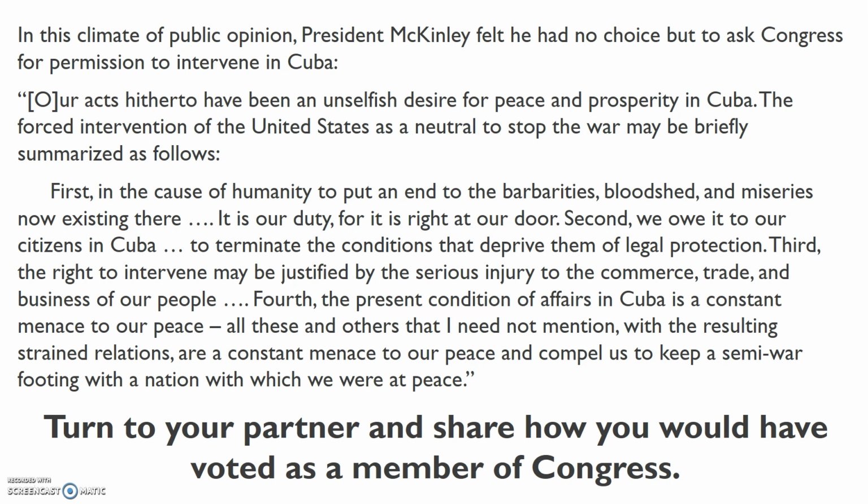Third, the right to intervene may be justified by the serious injury to the commerce, trade, and business of our people. Fourth, the present condition of affairs in Cuba is a constant menace to our peace. All these and others I need not mention, with the resulting strained relations, are a constant menace to our peace and compel us to keep a semi-war footing with a nation with which we were at peace."